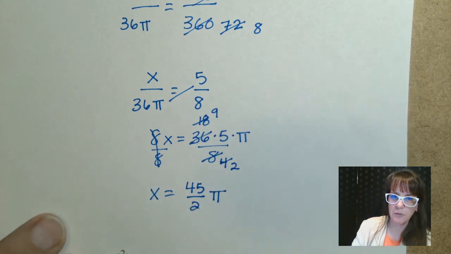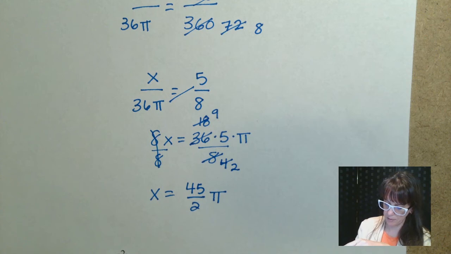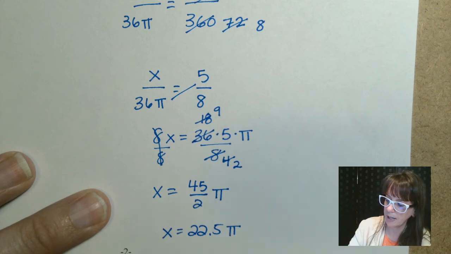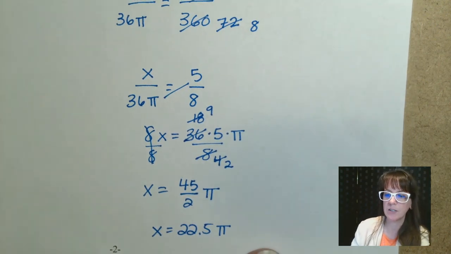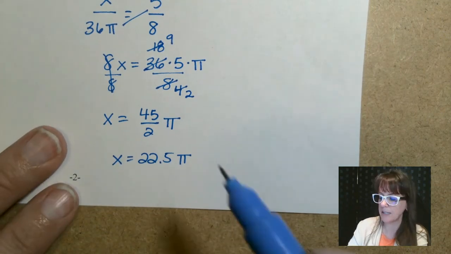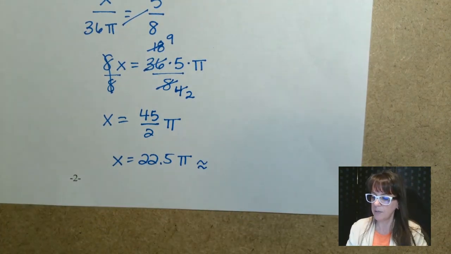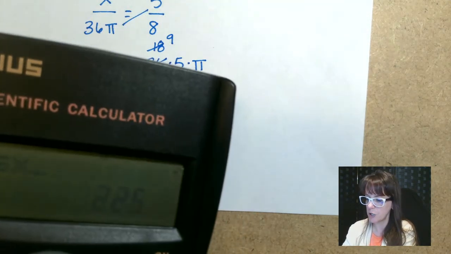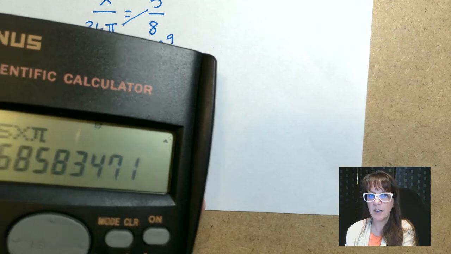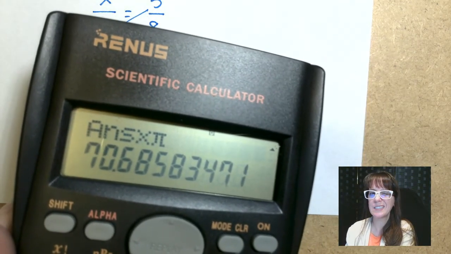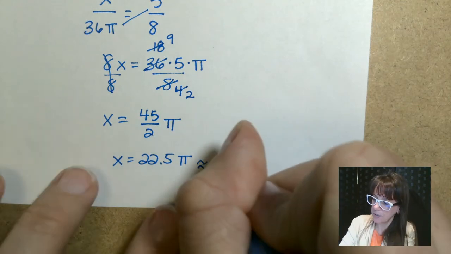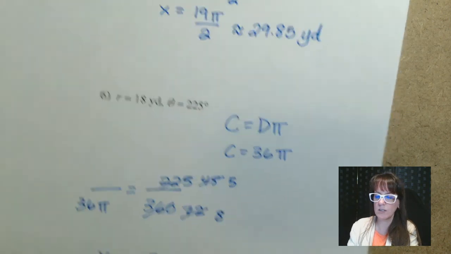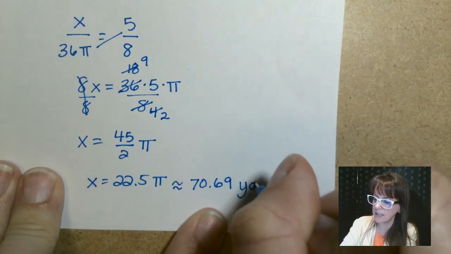So 45 over 2, that's a nice easy number, 45 divided by 2. You should leave it as a fraction, but you can also do x equals 22.5 times pi. And the reason I say that is because now when we go to enter our pi button, it's a little bit easier. So approximately, we would say 22.5, and then we would multiply that by shift pi, and we get 70.69. And go back and look, our unit is yards, so approximately 70.69 yards.